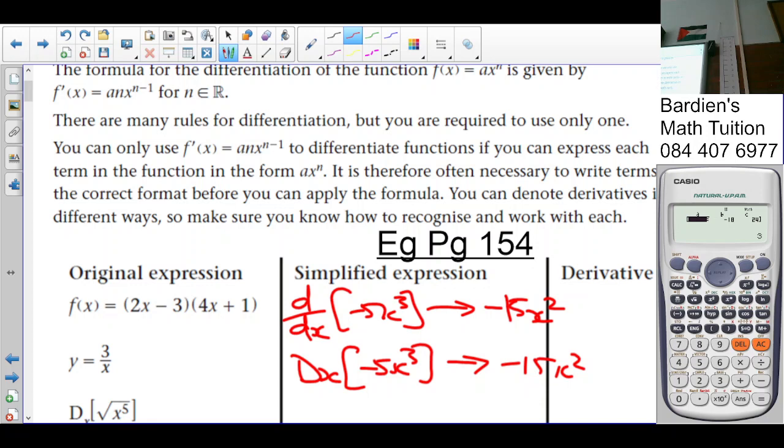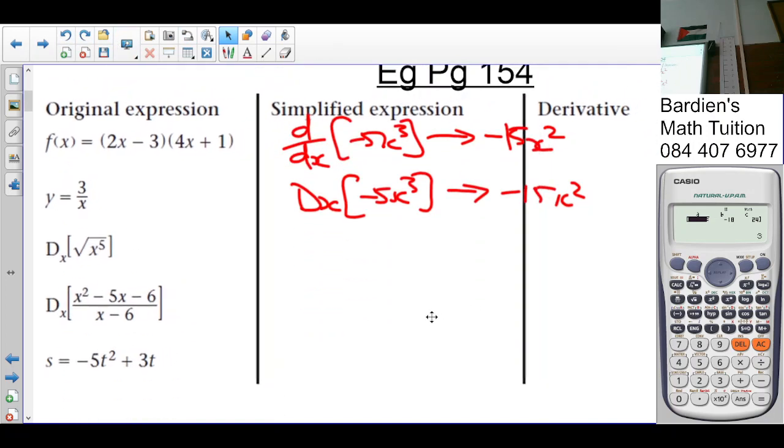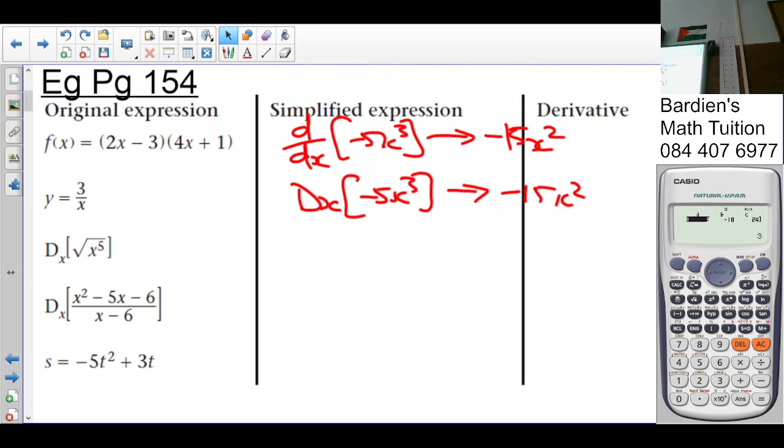So again, when we apply the derivative, there must be a change in something you are doing, as in the subject of the formula changes from f to f prime. If it's d over dx, we drop the d. We drop the derivative sign there. So let's look at a couple of examples. These are the examples on page 154.